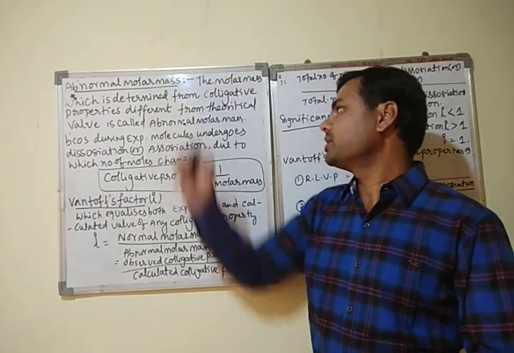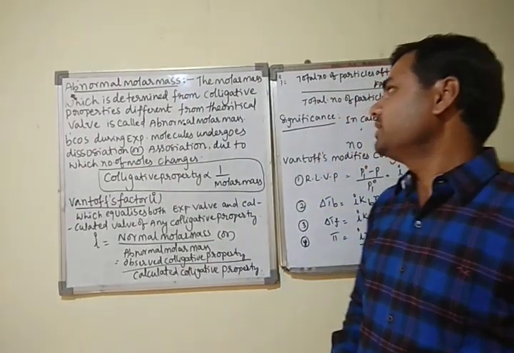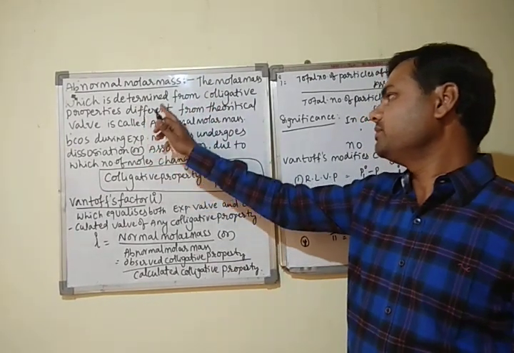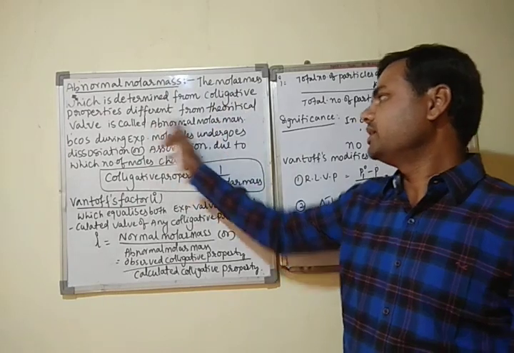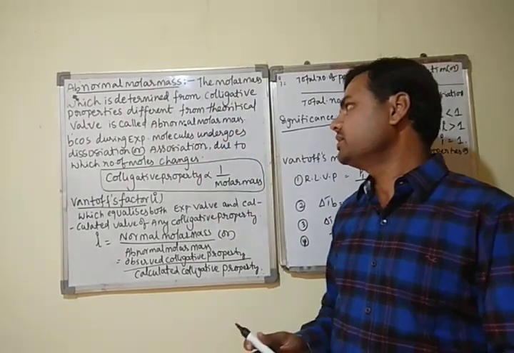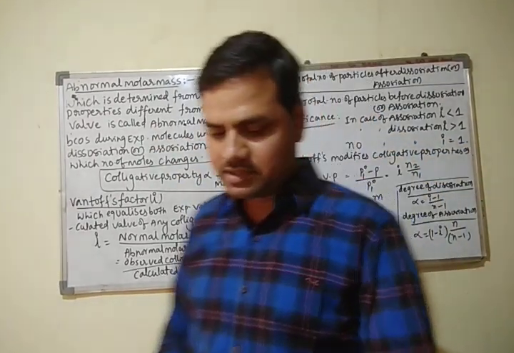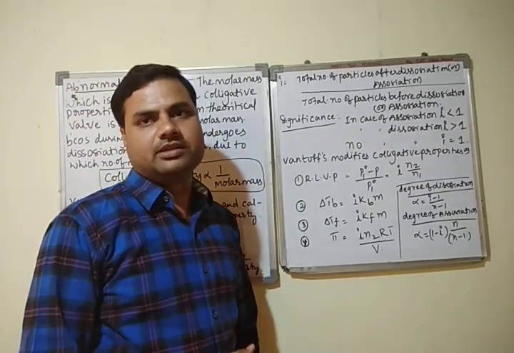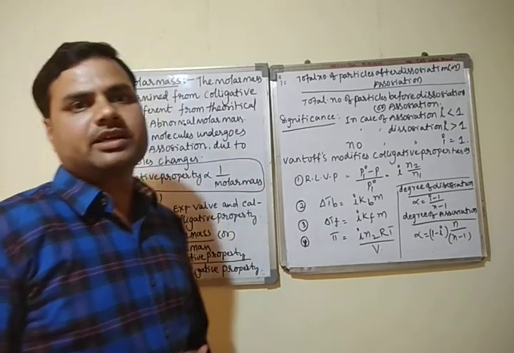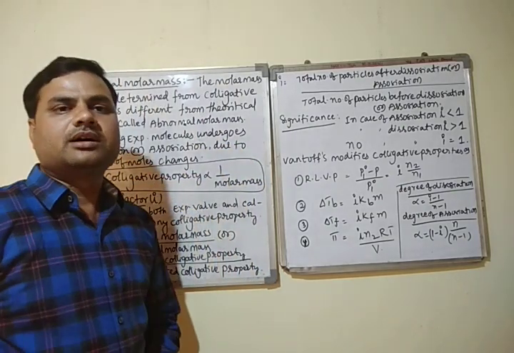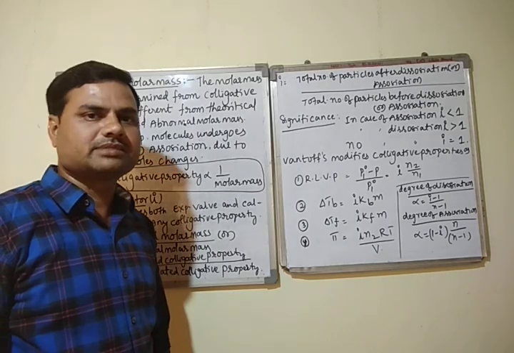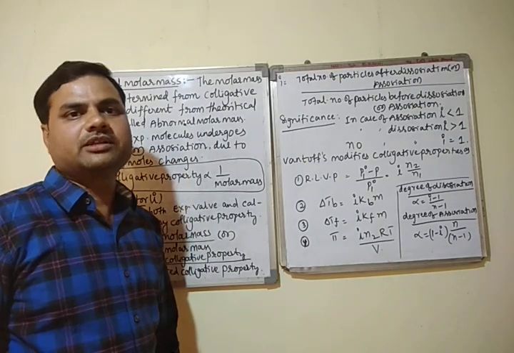And what is meant by the abnormal molar mass? Here the definition is the molar mass which is determined from the colligative property. If it is different from the theoretical value, that molar mass is called abnormal molar mass. It is the molar mass calculated from the colligative property, because in every colligative property, like relative lowering of vapor pressure, elevation in the boiling point, depression in freezing point, or osmotic pressure, we are determining the molar mass.